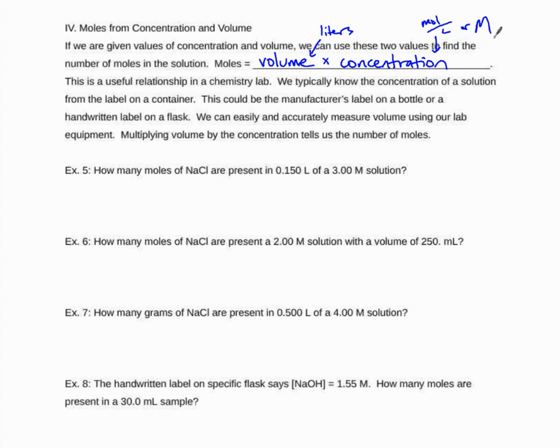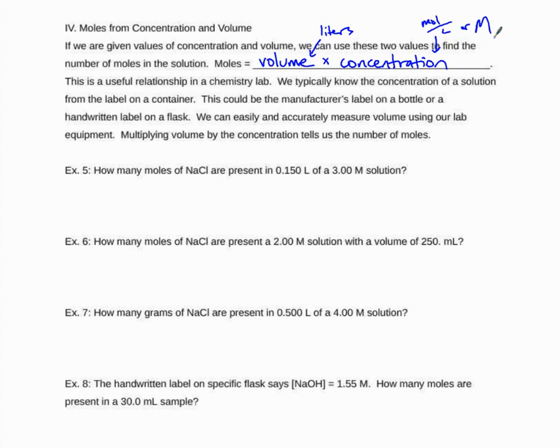We typically know the concentration of a solution from the label on the container. It's pretty rare to have a container that has no label on it. The label could be a manufacturer's label on a bottle if it's been purchased, or it could be a handwritten label on a flask. Say if we prepared our own solution, we would label it with what this thing is and what the concentration is.